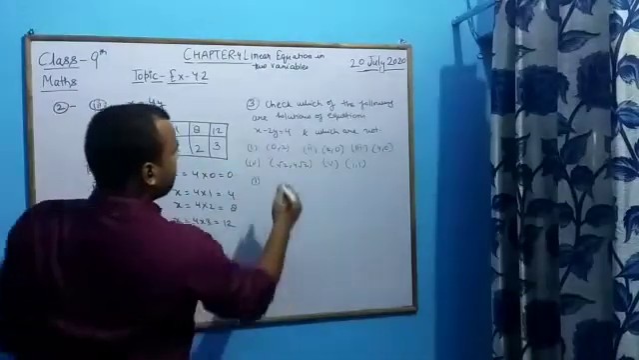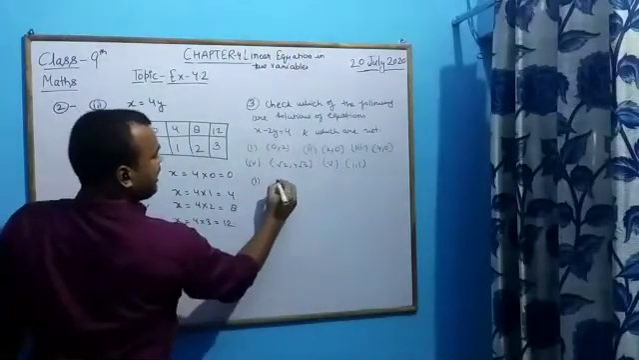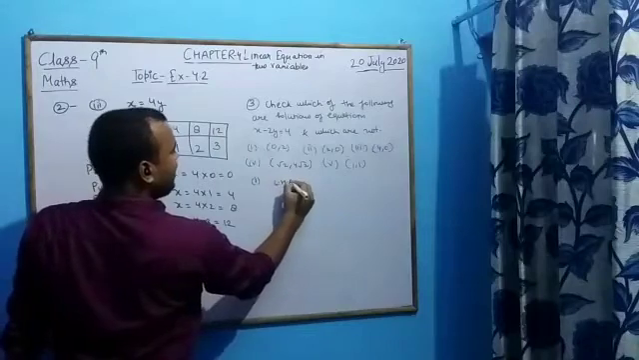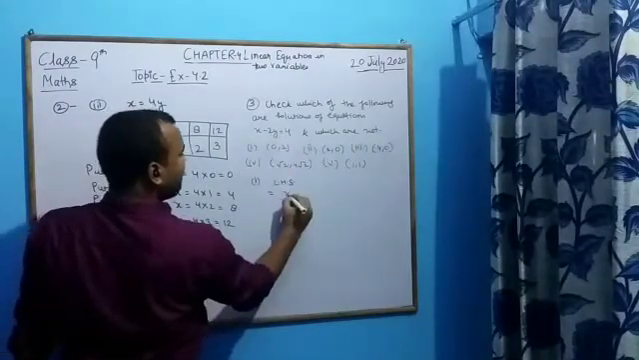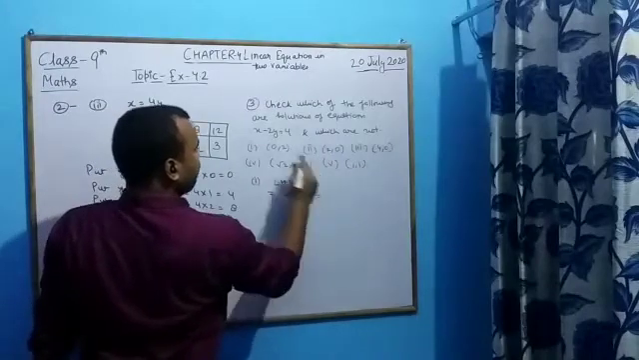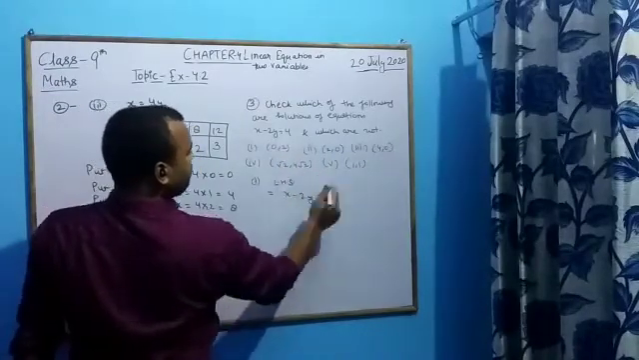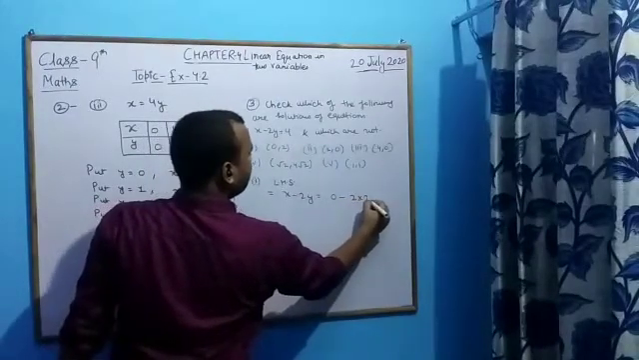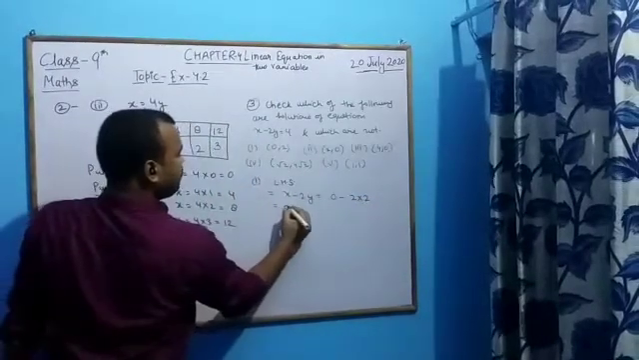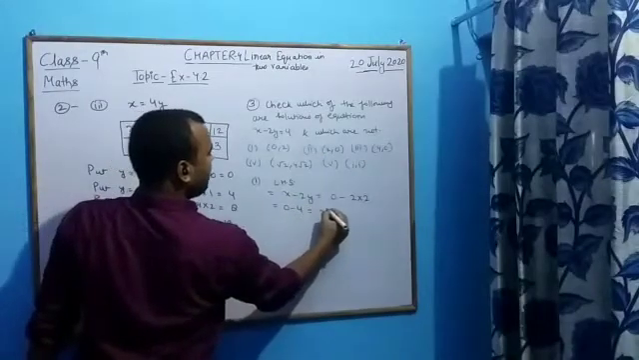Let us check 0 comma 2. We have to find the value of LHS, left hand side. What is left hand side? That is x minus 2y. Now seeing this point, let us put x as 0 and y as 2. What we get? That is 0 minus 4, and it is minus 4.